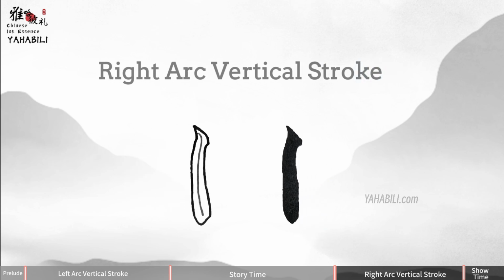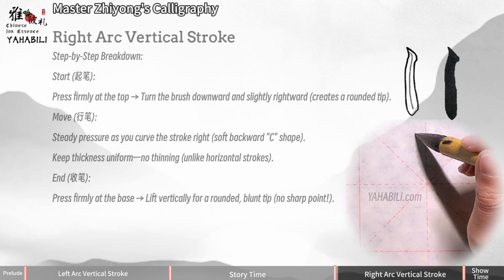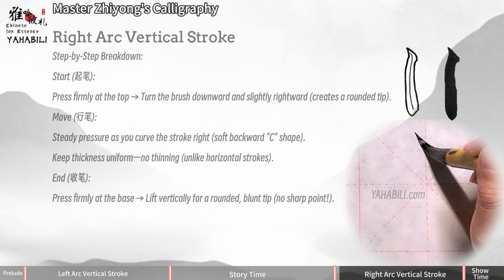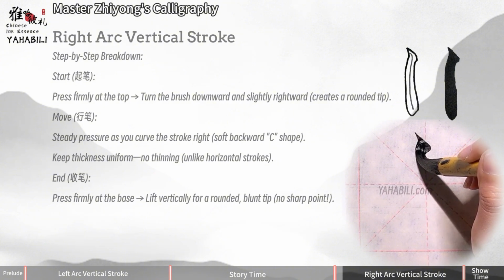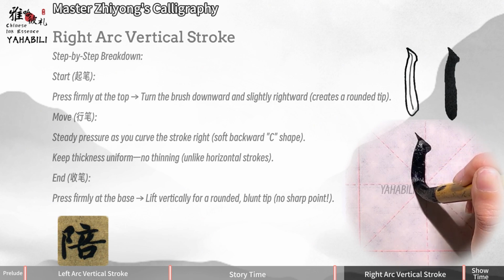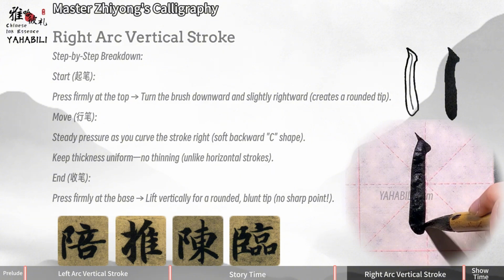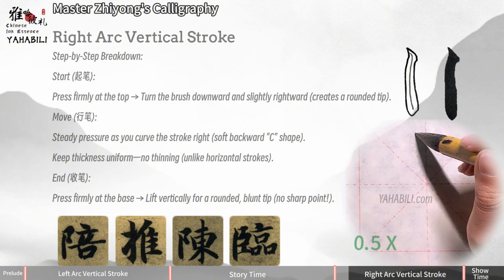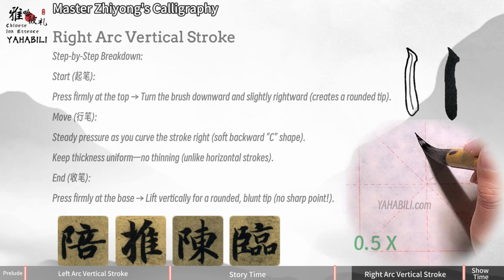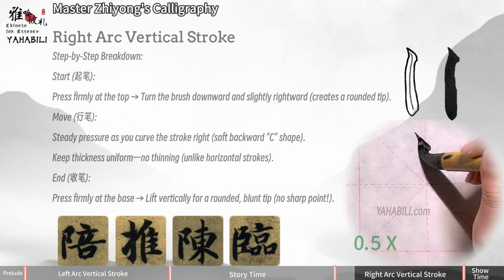Right arc vertical stroke. A vertical stroke with a subtle curve to the right, like bamboo bending gently toward the right. Step-by-step breakdown. Start: press firmly at the top, turn the brush downward and slightly rightward. Creates a rounded tip. Move: steady pressure as you curve the stroke right, a soft backward C shape.